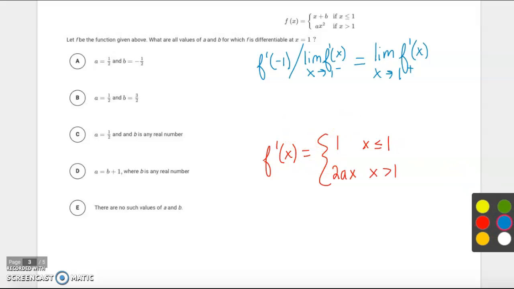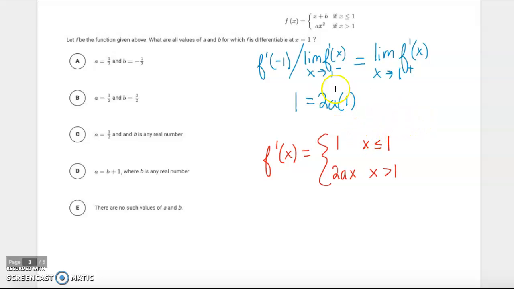And so now I want these things to be equal. I want my left-hand limit, my actual point, to equal 2ax, but I want this to be true when my x value is equal to 1, so I can actually replace that with a 1.